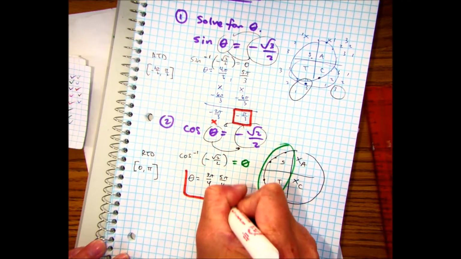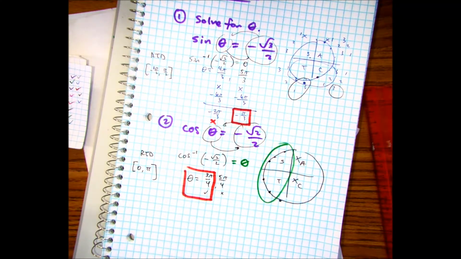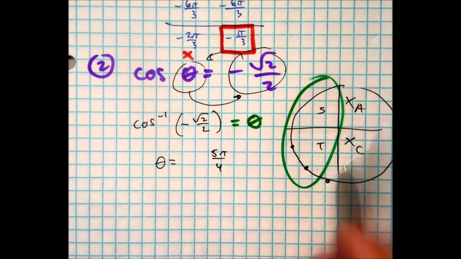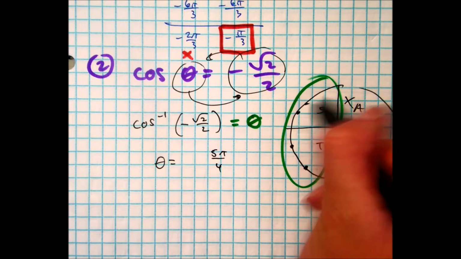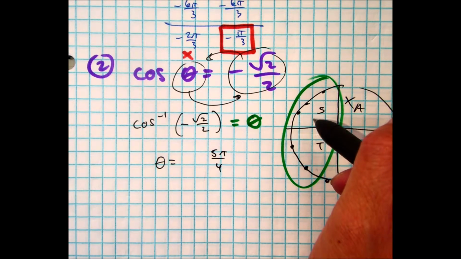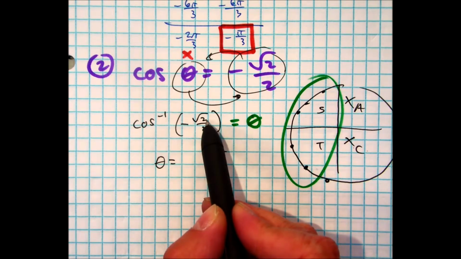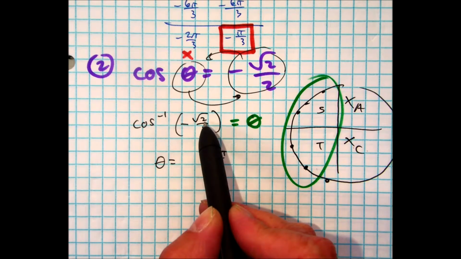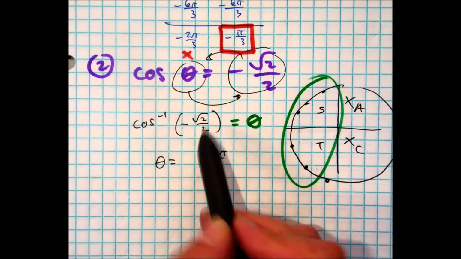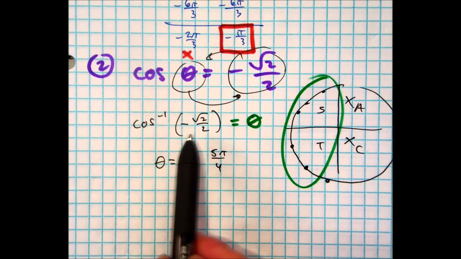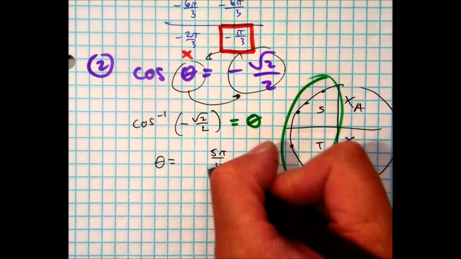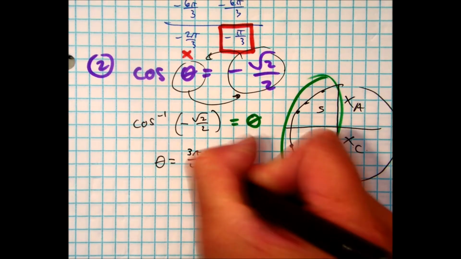3 pi over 4. Remember, your hint is the radical 2's are going to be the 45's. It's going to be the dot in the middle. Does that make sense? And you should recognize that because in your special right triangles, remember 45, 45, 90, the side lengths are 1, 1, radical 2, right? Gustavo, what is the other one? And the other location? 3 pi over 4. Raise your hand if you got that.